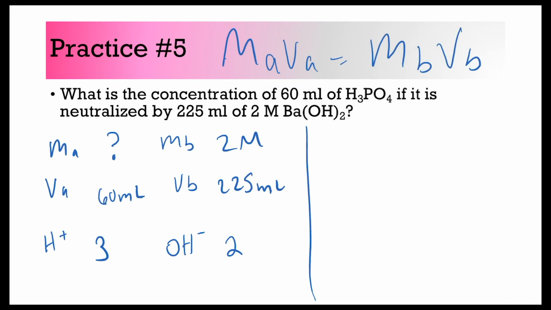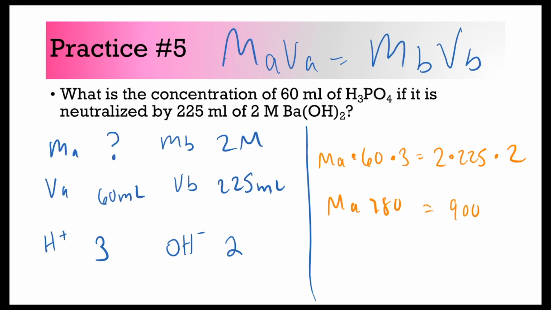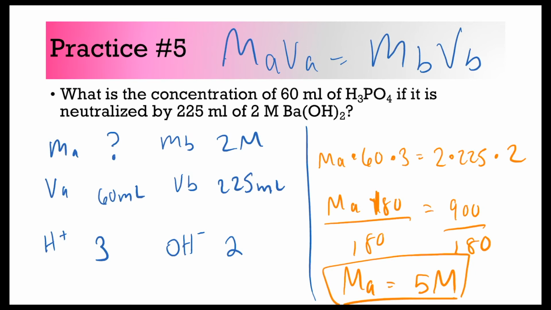And then, if we plug stuff in, Ma times 60 times 3 equals 2 times 225 times 2. If we do some math, Ma times 180 gives you 900. In order to get Ma by itself, divide both sides by 180. So the molarity of your acid, the concentration of your acid, is 5 molar. That is it.